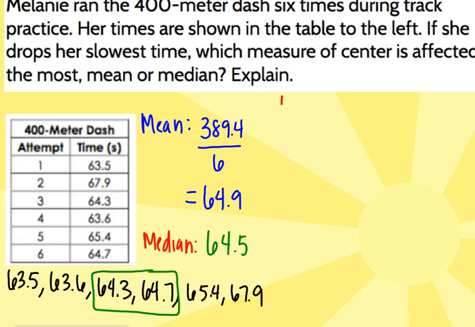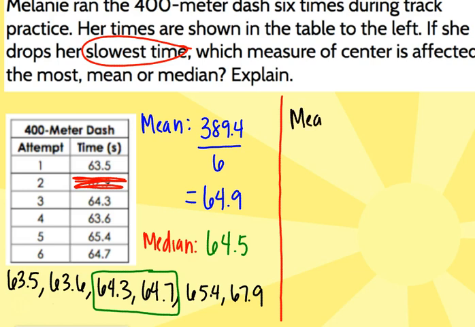Okay, so that's when we just leave her data as normal. But if we get rid of her slowest time, how does that change things? So if I look here, what's her slowest time in her little chart? Her slowest time is a 67.9. So let's cross this guy off. And now let's recalculate her mean. So if I go through now and add these 5 numbers up, I'm going to get 321.5 divided by 5. We find that her mean now is 64.3.